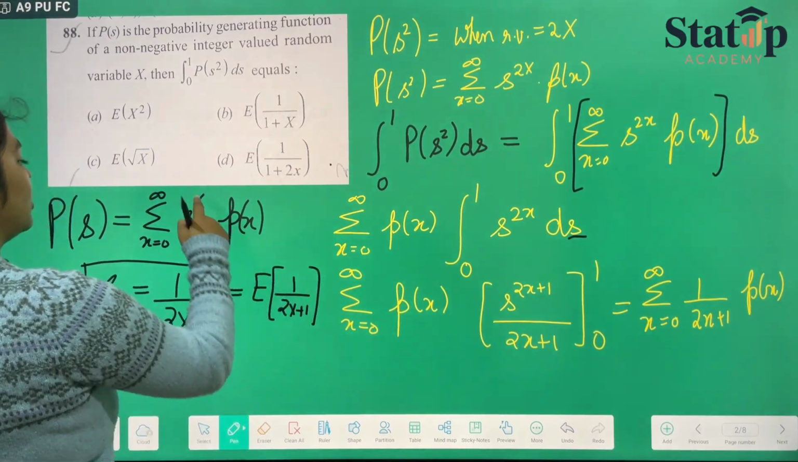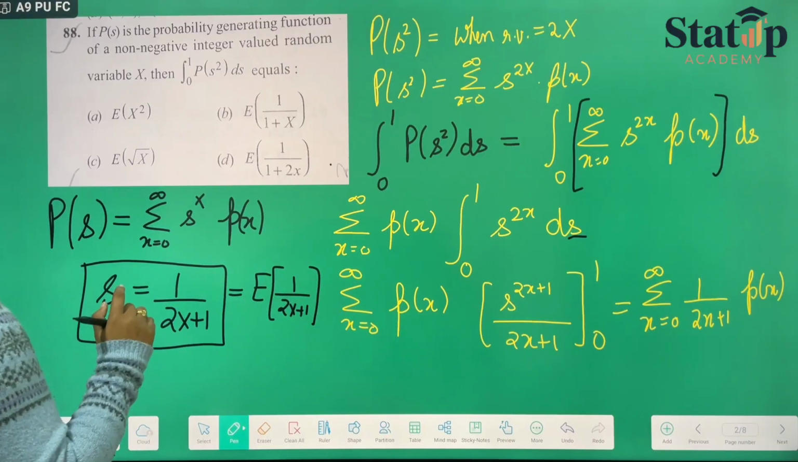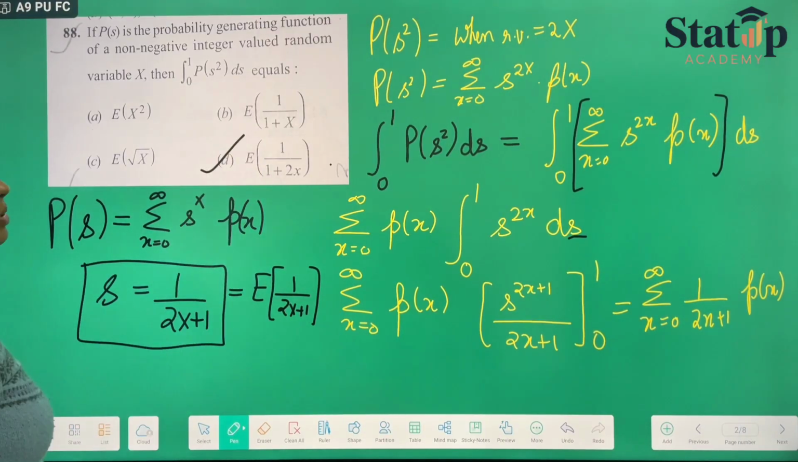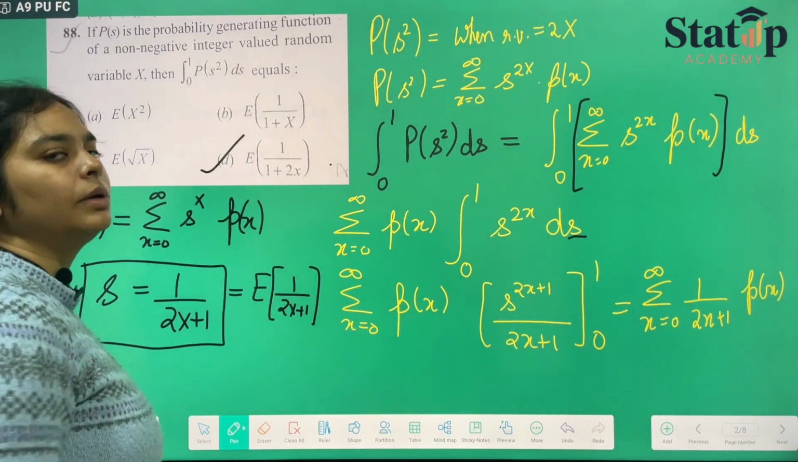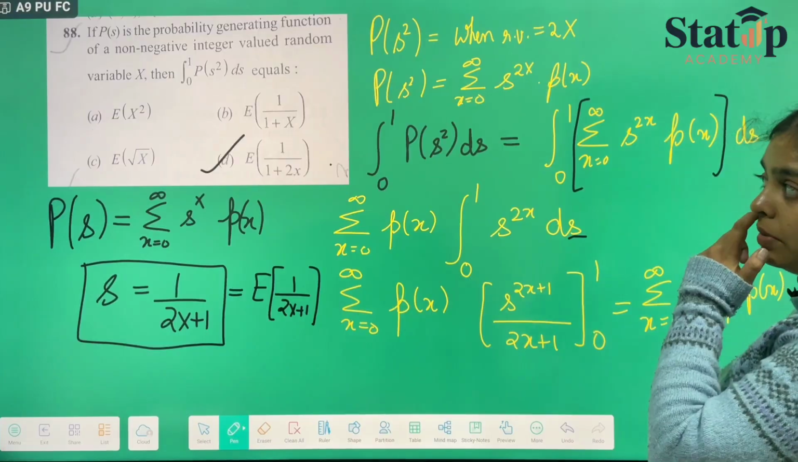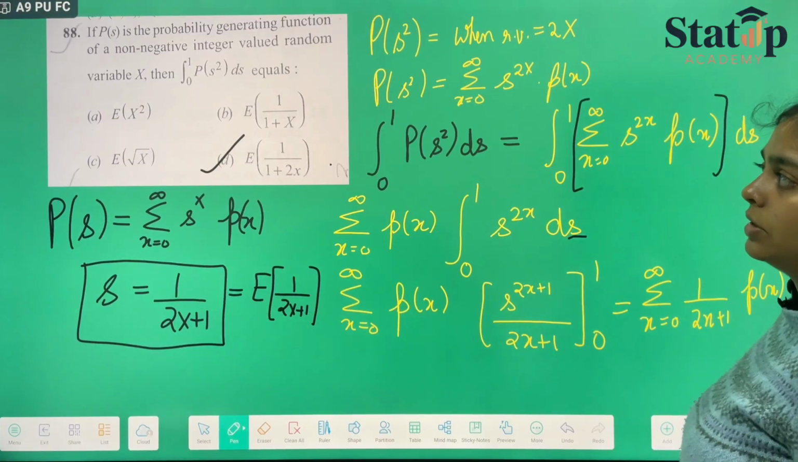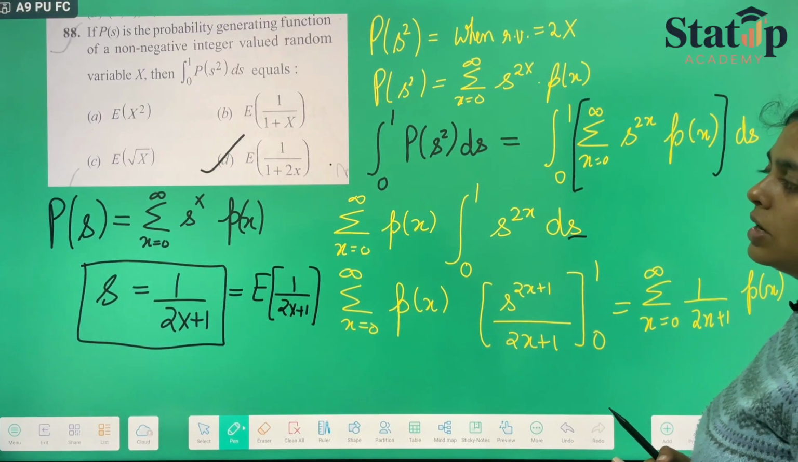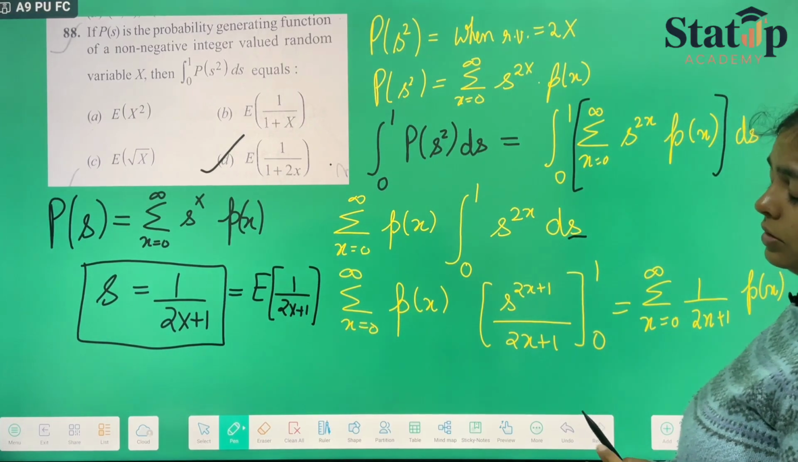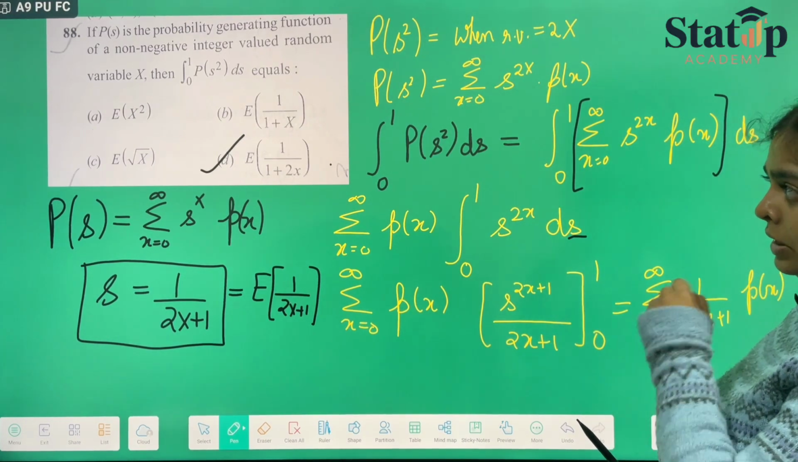Since the value of x is 1 here, we are assuming that it will be 1 upon 2x plus 1, which is our option number D. This is how we calculate PGFs in your examination, and this can be one of the topics that can come this year because it hasn't been asked frequently in the recent years. So it makes it a higher probability to come.